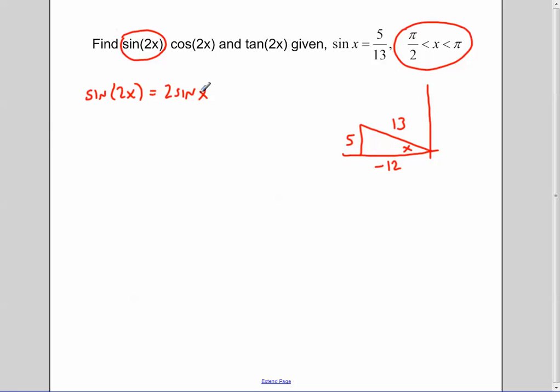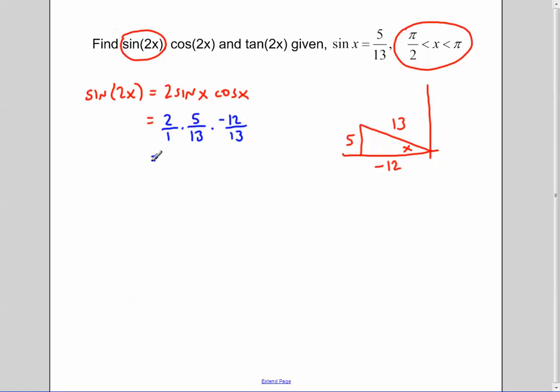So I'm going to write that out first. And I'm going to use my triangle that I just drew and simply insert my ratios for sine and cosine. Now, one thing that I always like to do is put the 2 at the front over 1, so that all three pieces are fractions. My sine is 5 over 13, again, opposite over hypotenuse. And my cosine is negative 12 over 13, adjacent over hypotenuse.